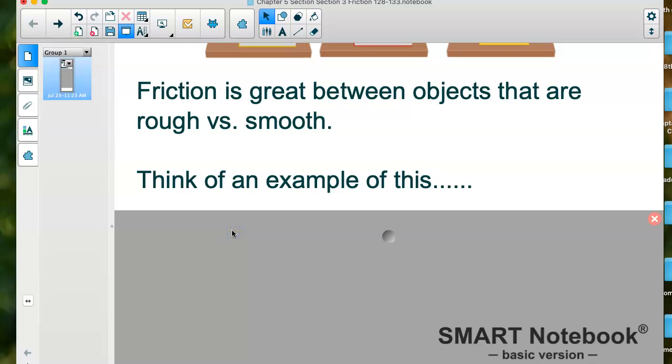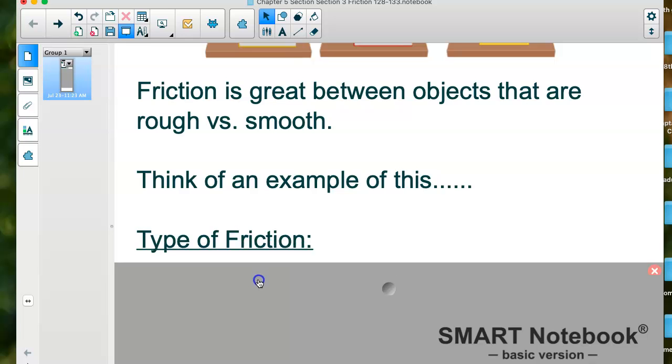So I bet you could think of a lot of examples, right? If you ever had one of those wind-up cars when you were a kid, or maybe you still do, where you push it backwards to wind it up and it goes forward, it's going to go a lot farther perhaps on a wood floor versus carpet or something like that, okay?